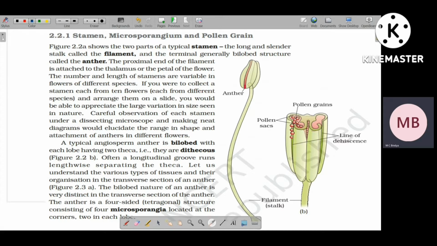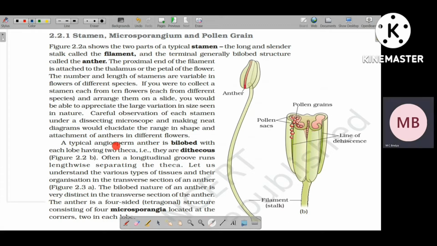If you were to collect a stamen each from 10 flowers and arrange them on a slide, you would be able to appreciate the large variation in size seen in nature. Careful observation of each stamen under a dissecting microscope and making neat diagrams would elucidate the range in shape and attachment of anthers in different flowers.